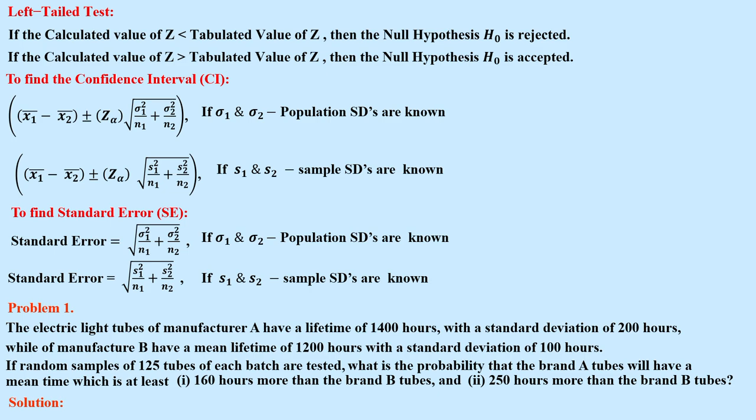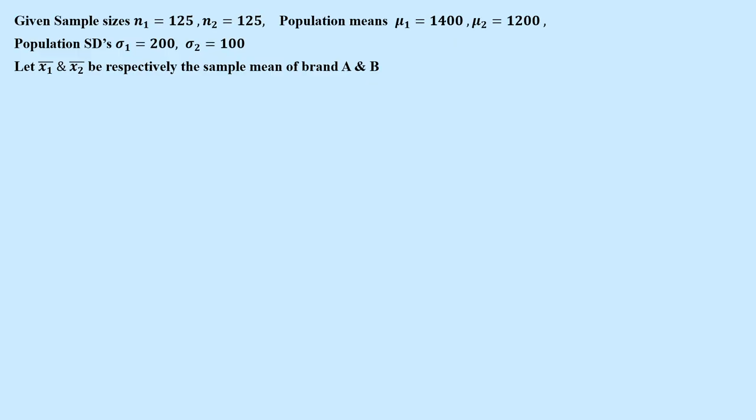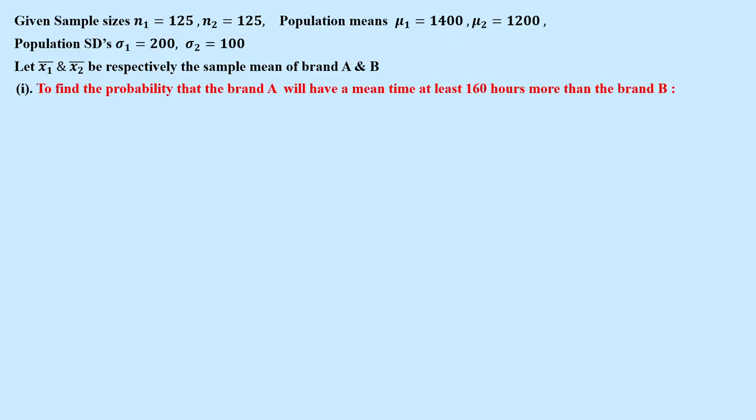A random sample of 125 tubes. Next only is it coming. So first they have given the population mean and population standard deviation, right? So x1 bar and x2 bar, you assume, are the sample means of brand A and B. We need to find the probability that brand A will have a mean lifetime at least 160 hours more than brand B. So here, first for brand A, x1 bar is greater than or equal to, more than, at least more than, right?